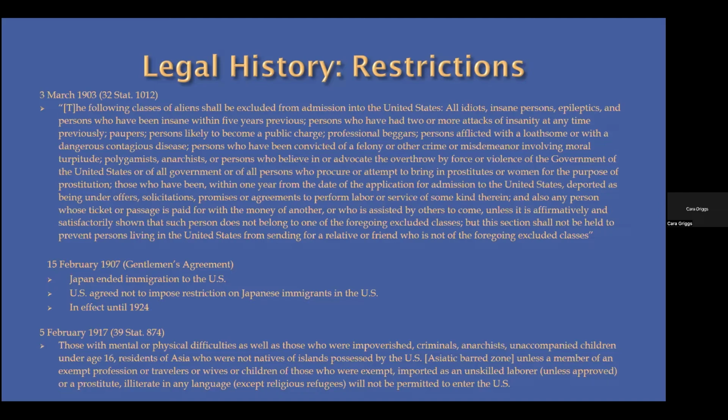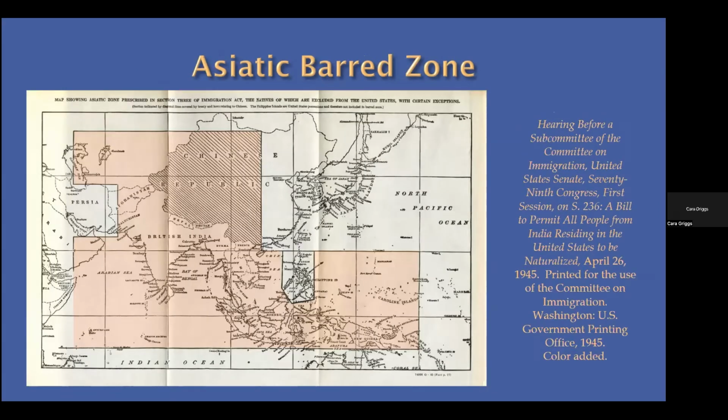In 1907, there was the Gentleman's Agreement ending Japanese immigration from Japan in return for the U.S. not restricting Japanese immigrants who were already in the country. The 1917 Immigration Act summarized all of the restrictions to date and now included those who were illiterate. This act is particularly notable in that it also excluded residents of Asia who were not natives of islands possessed by the U.S. unless they were members of exempt professions, travelers, or wives or children of those who were exempt. This is what became known as the Asiatic Barred Zone, and you can see it in pink on this map.